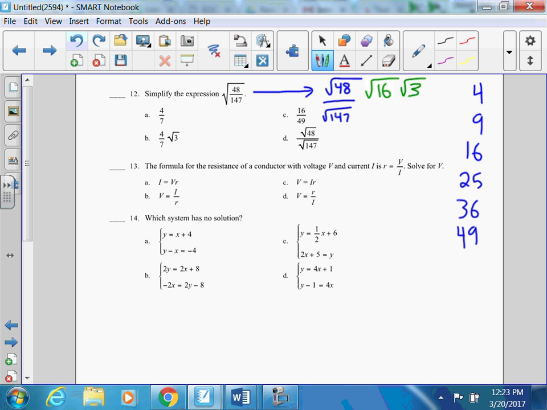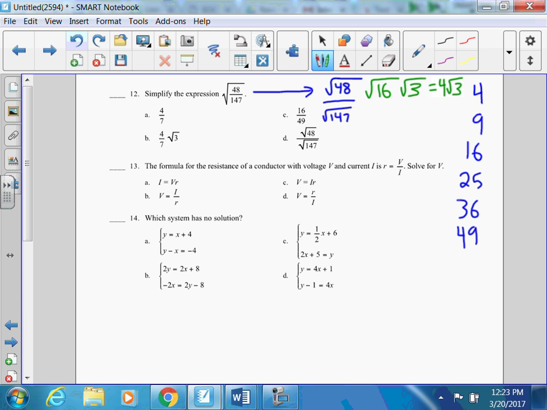So it's almost like creating a factor tree. You're just factoring out a 16. 16 times 3 gives you 48. Okay, now the square root of 16 is 4. So then you have just 4 square root of 3. All right, the square root of 48 is the same thing as 4 square root of 3.